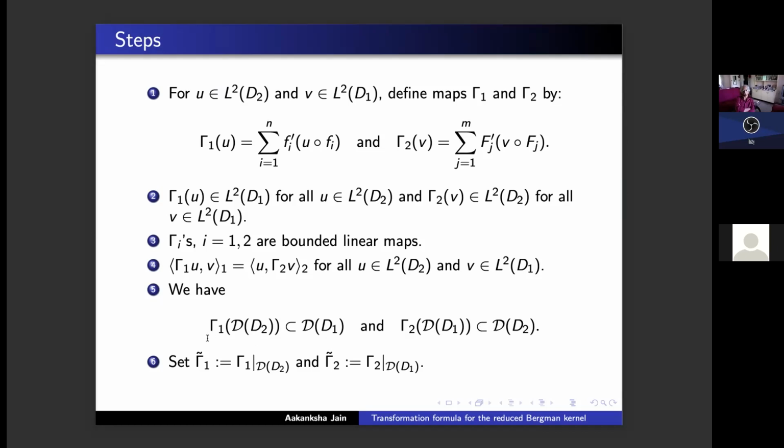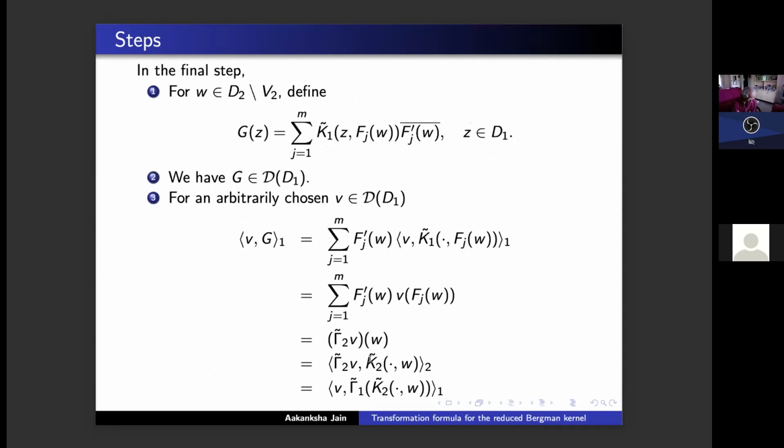So we see that if we restrict our maps gamma 1 and gamma 2 to the reduced Bergman spaces, we have bounded linear maps, which we will denote by gamma 1 tilde and gamma 2 tilde, between the corresponding reduced Bergman spaces. Also, we have the property given in bullet point 4, that is, the inner product of gamma 1 tilde u with v is the same as the inner product of u with gamma 2 tilde of v for every u in the reduced Bergman space of D2 and v in the reduced Bergman space of D1.